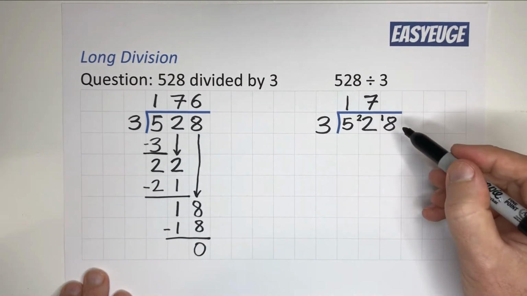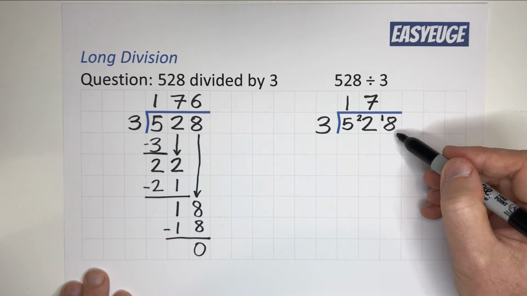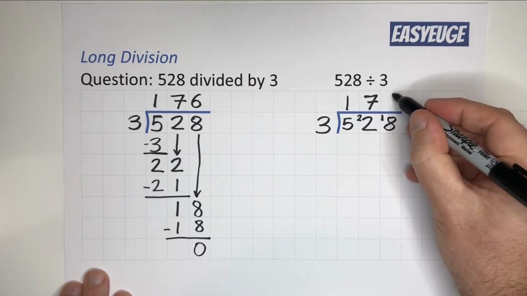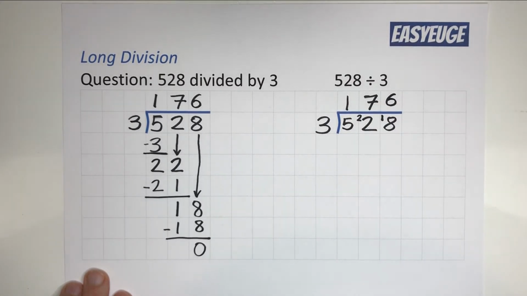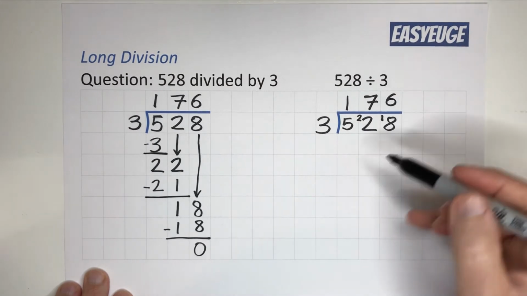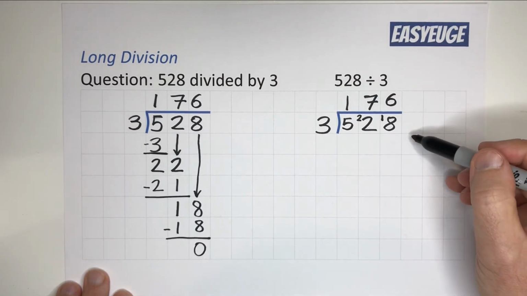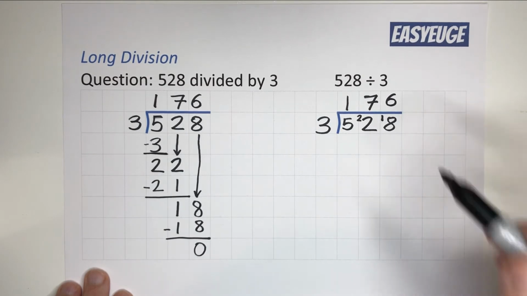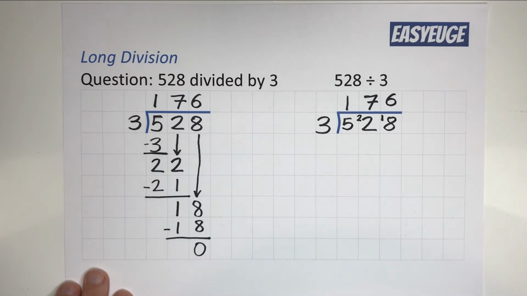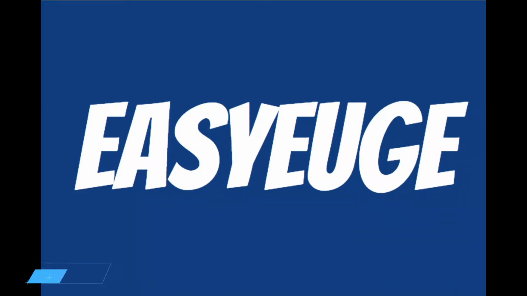So 3 divided into 18 goes a full 6 times. And 6 3s are 18, and we have no remainder. So now we have 2 methods to choose from. We have a long division method, and we have a bus stop division method, where we just carry the remainders on to the next number. So again, you choose whichever method suits you the best, or whichever method you're learning at home or at school.